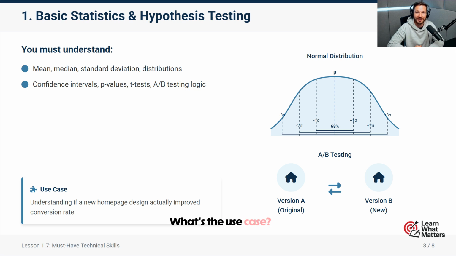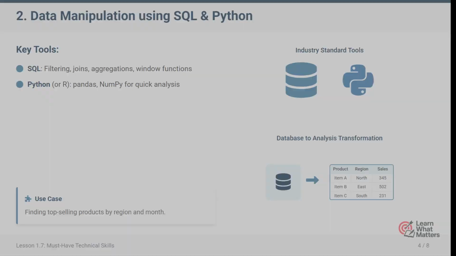What's the use case? Imagine your company builds a new homepage, version B. How do you know if it's actually better than the old one, version A? You don't guess, you test. You use A/B testing to understand, with real data, if that new design actually improves your conversion rate. That is a $1 million skill.